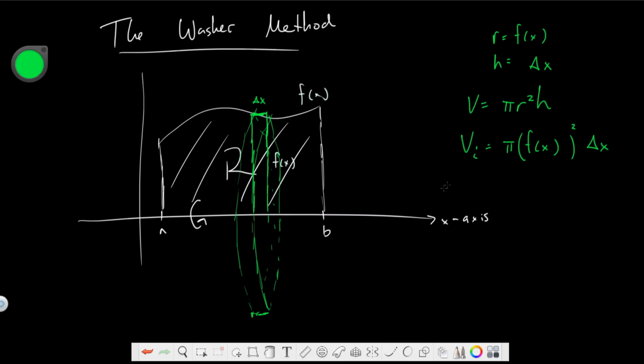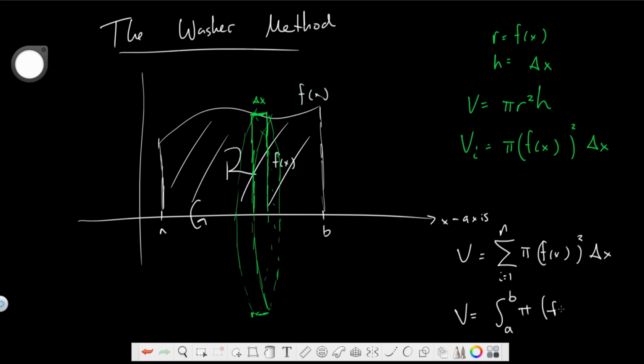So the volume of this revolution, an approximation, is going to be the sum from i equals 1 to n of pi f of x quantity squared delta x. And then if we take the limit as delta x gets closer and closer to 0, that's when this thing becomes our integral, and that's going to be the integral from a to b of pi f of x squared dx. And that pi can get popped out just because it's a constant.